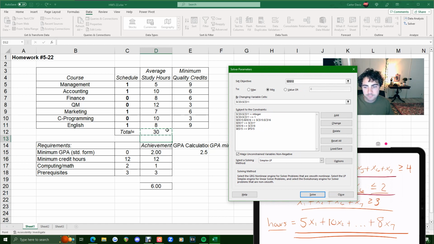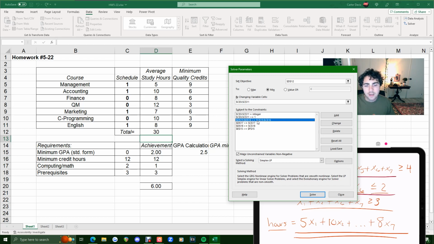We're minimizing the total number of hours. So that's our objective, minimum total number of hours. Changing variable cells are just all the ones and zeros here, so you would have highlighted all these. Now the C5 through C11, the X1 through X7, in other words, had to be integers and they had to be less than or equal to 1. In other words, they had to be zeros and ones.